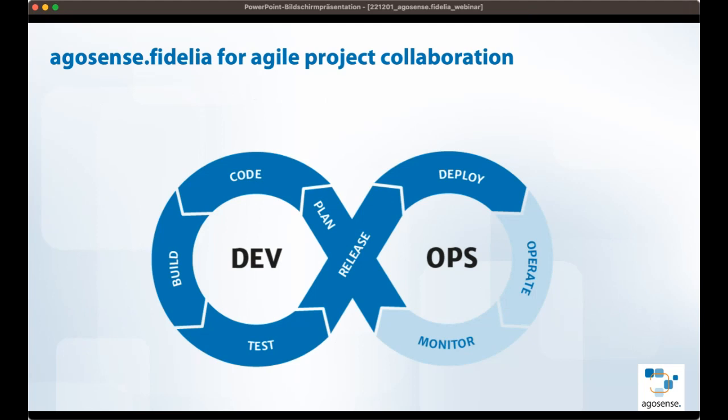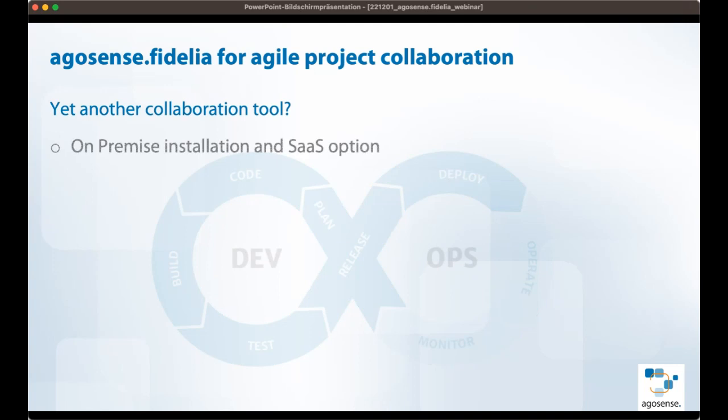So now, agosense.fidelia for agile project collaboration and agile development. Is it just another collaboration tool? On the one hand side, yes, because there are already some on the market. On the other hand side, we think we are doing some things a little bit differently than others.